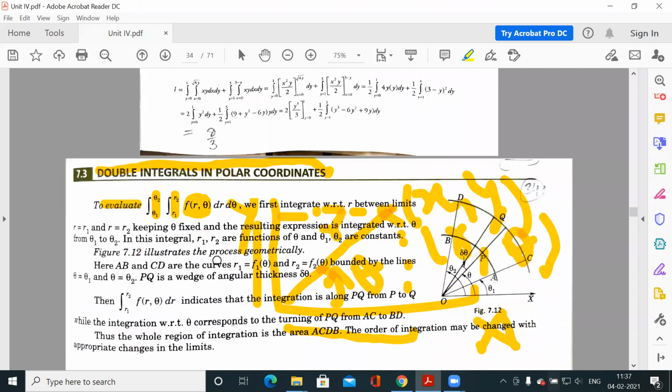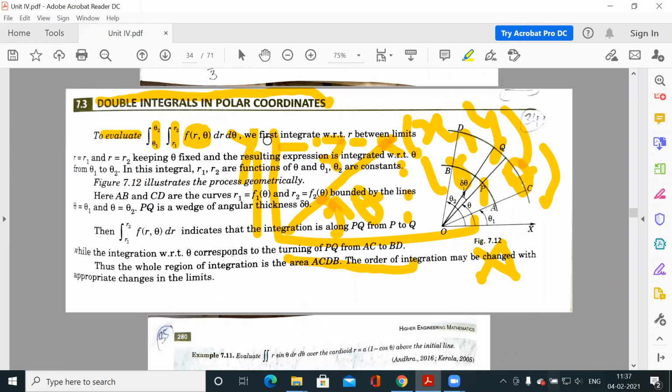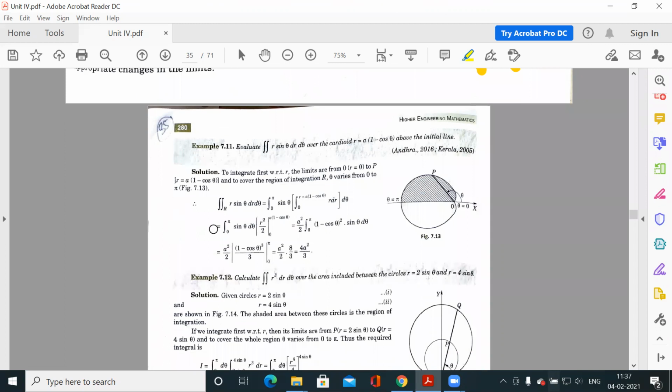Clear. So this is the double integration in polar coordinates. So we always take this integration: first we will integrate with respect to r, and then we will integrate in terms of theta. Clear? So like this question, we have to evaluate the double integral of r sine theta dr d theta over the cardioid r equals a(1 minus cos theta) above the initial line.